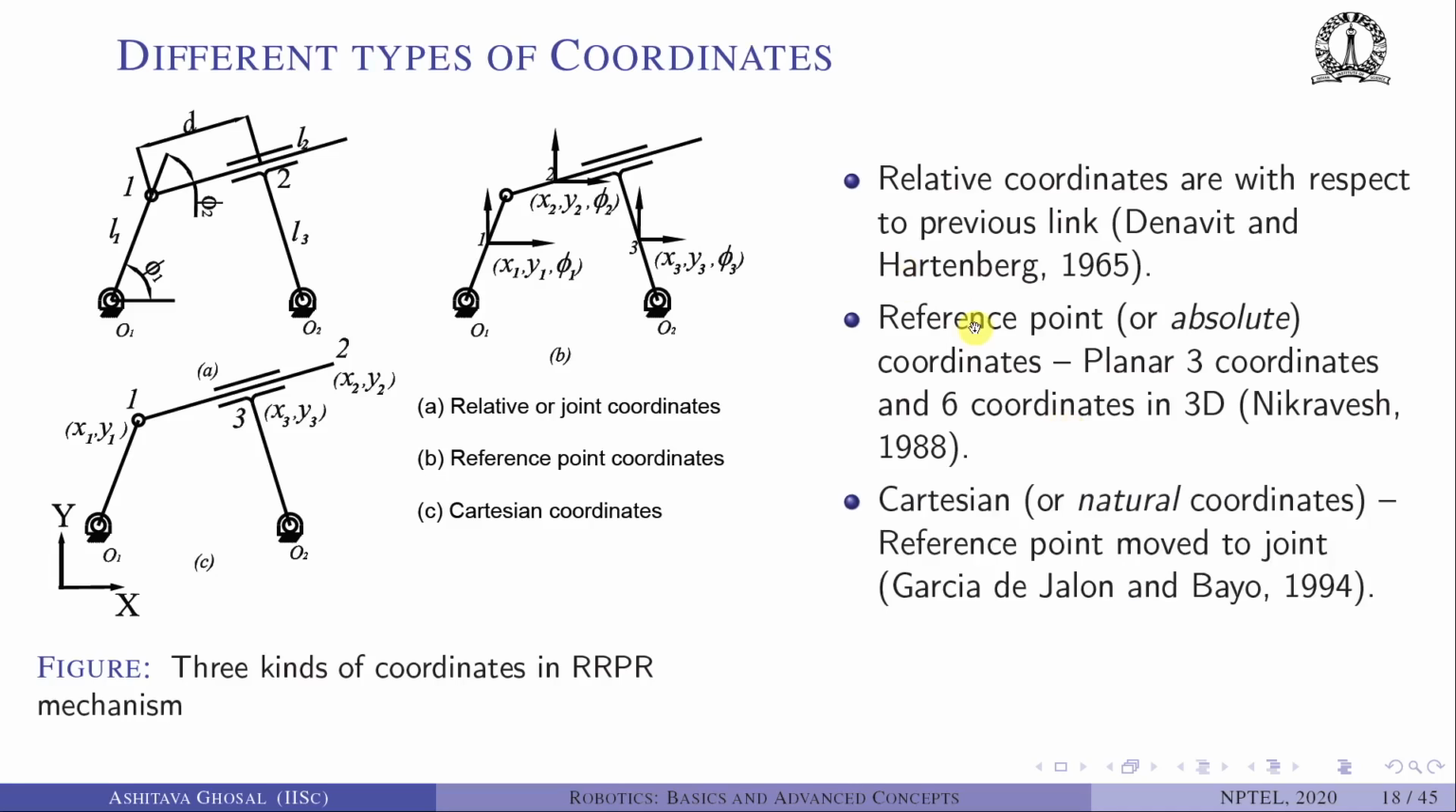Okay. We can also have what are called Cartesian coordinates or natural coordinates. So these are reference points moved to the joint. Instead of this point at the middle of the link, we move to the joint. So in the case of Cartesian coordinates, we have one point which is at the end of this link, at this joint.